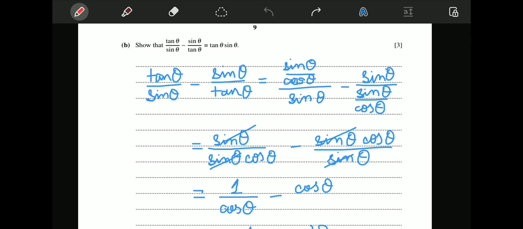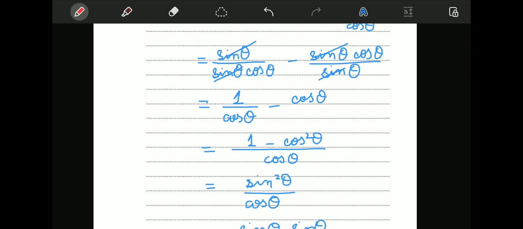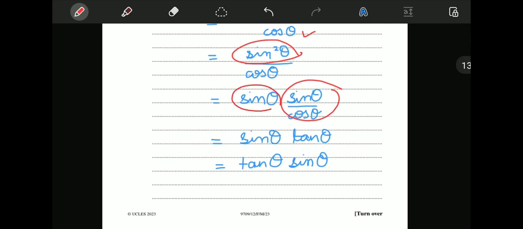Now in the next step, we'll simplify this a bit. Sin theta will be cancelled in both the terms. So it will become 1 over cos theta minus cos theta. So see how now you can change this into tan theta sin theta. So first take the LCM. Cos theta will be in the denominator and you will get this form, and 1 minus cos square theta you know is sin square theta. Then sin theta over cos theta will become tan theta, and the sin theta will stay as it is.